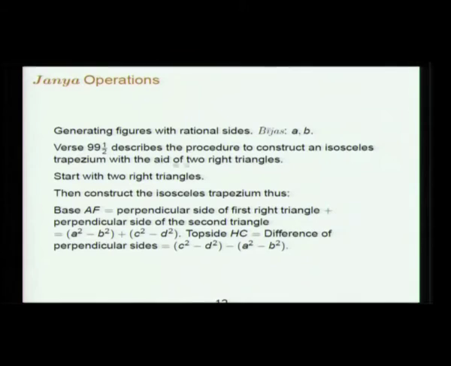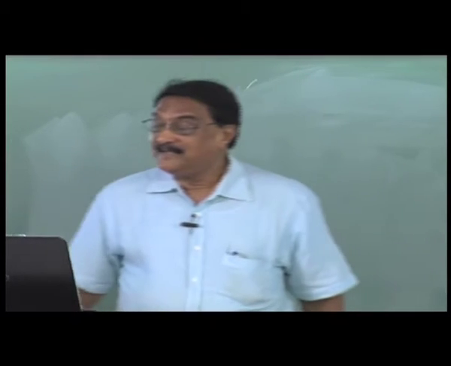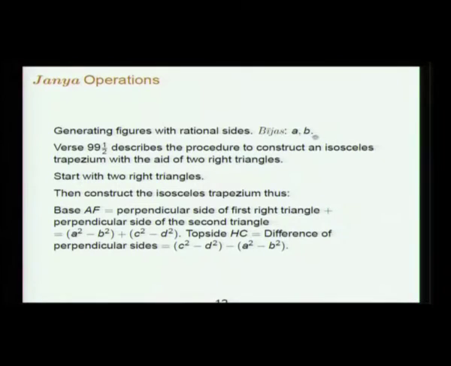So, as Professor Srinivas pointed out, that is a generation of the words in grammar. I think the same idea seems to be working, generation of valid rational figures. So you take the bijas, bijas means the starting points, the seeds. You start with A, B, that itself may not be the value of the side or of the upright of the triangle. One of the verses describes the procedure to construct an isosceles trapezium with the aid of two right triangles. So start with two right triangles, then they construct the isosceles trapezium in the following manner.